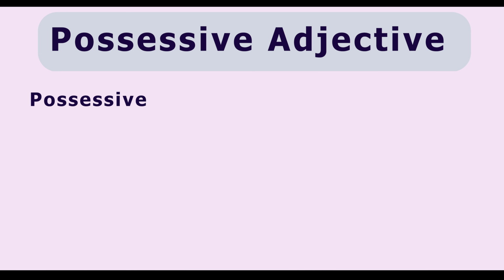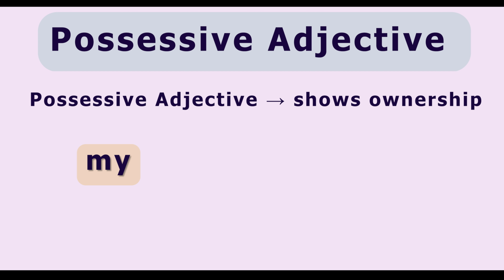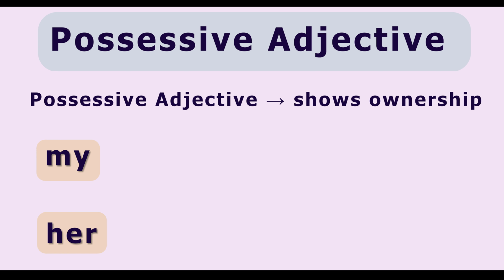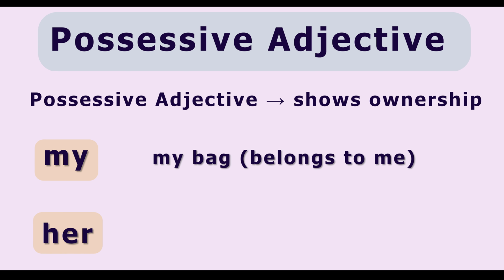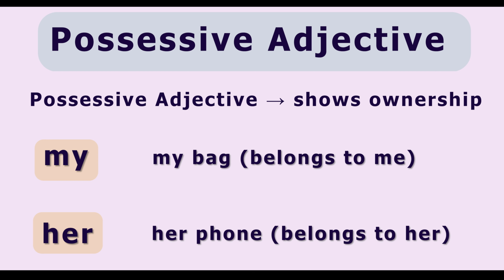Next, possessive adjectives show possession, like my, your, his, her, their. For example, my bag. Here, my shows that the bag belongs to me, and in, her phone. Her shows that the phone belongs to her.